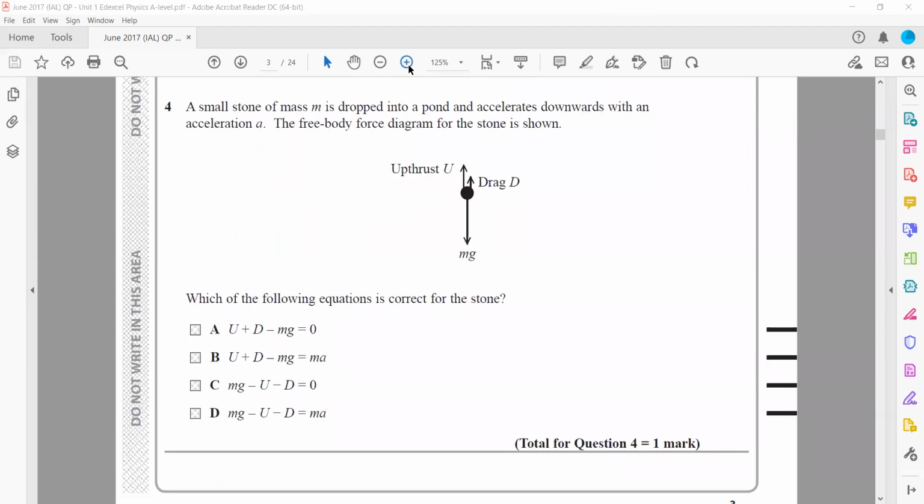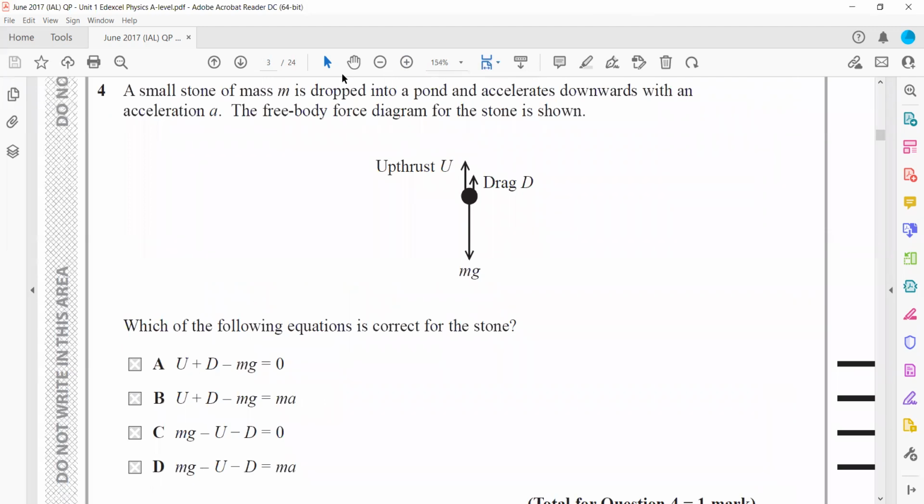In question 4, a stone of mass m is dropped into a pond and accelerates downward. The free body force diagram for the stone is shown. As I mentioned, when we drop it, it accelerates downward, so the downward force is more. So mg minus the upthrust minus the drag equals ma. Why should it be equal to ma? Because it is accelerating.